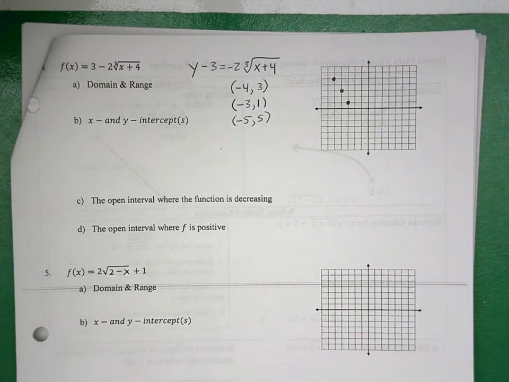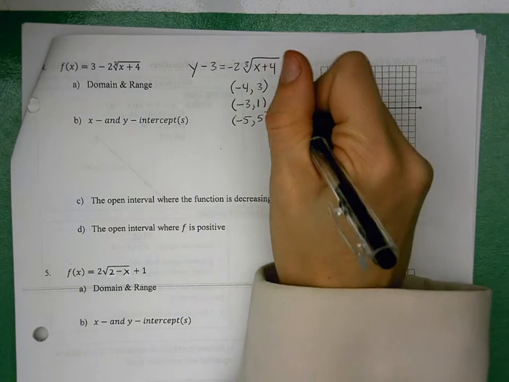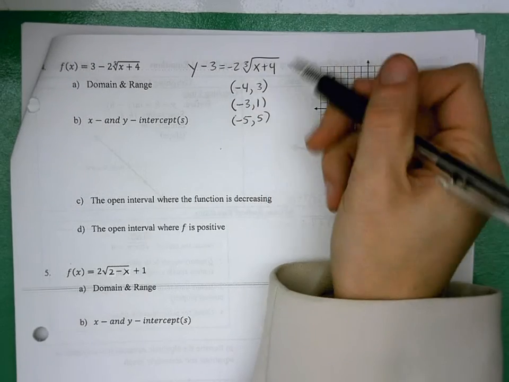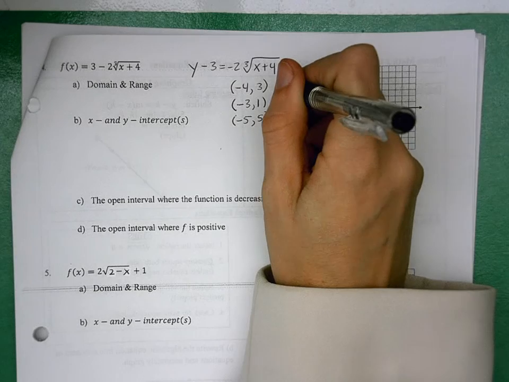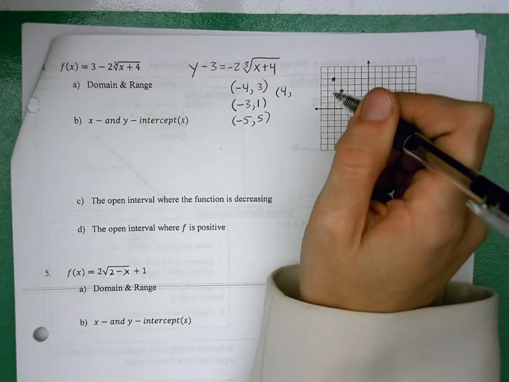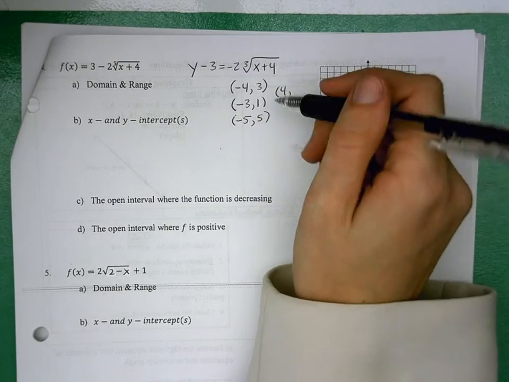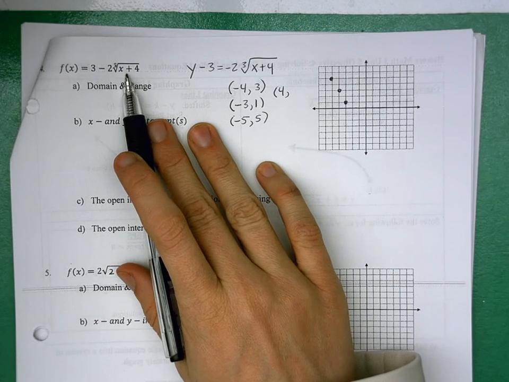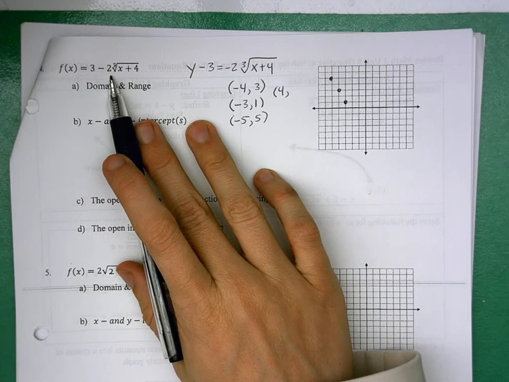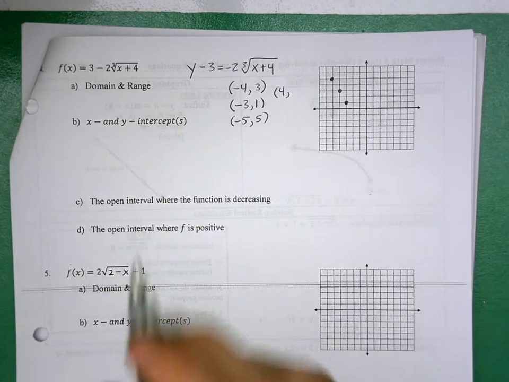And then one more just for good measure. Another good cube root is 8. So what would x need to be so I have 8 under here? x would need to be 4. Okay, plugging in 4, we have the cube root of 8, which is 2. Times 2 is 4. 3 minus 4 is negative 1.